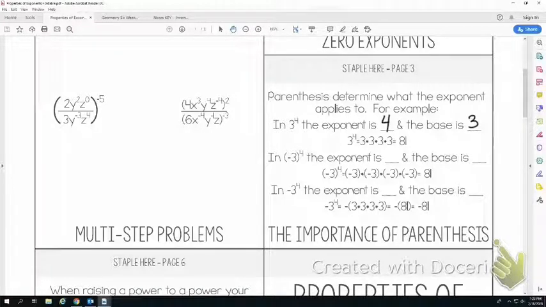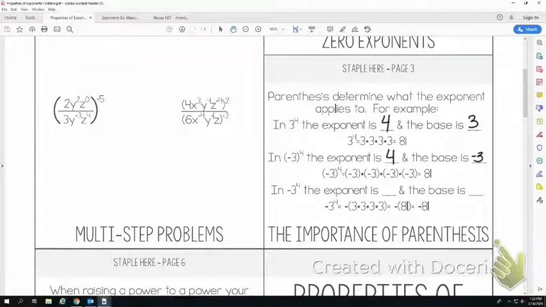Going to the second line, negative 3 to the power 4. The exponent is what? The base is what? Negative 3. And so that would be negative 3 times negative 3 times negative 3 times negative 3, which is positive 81.